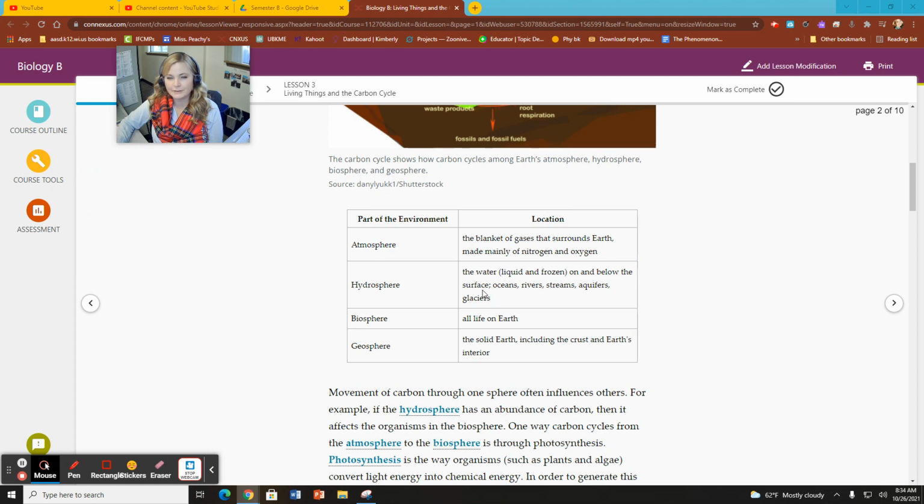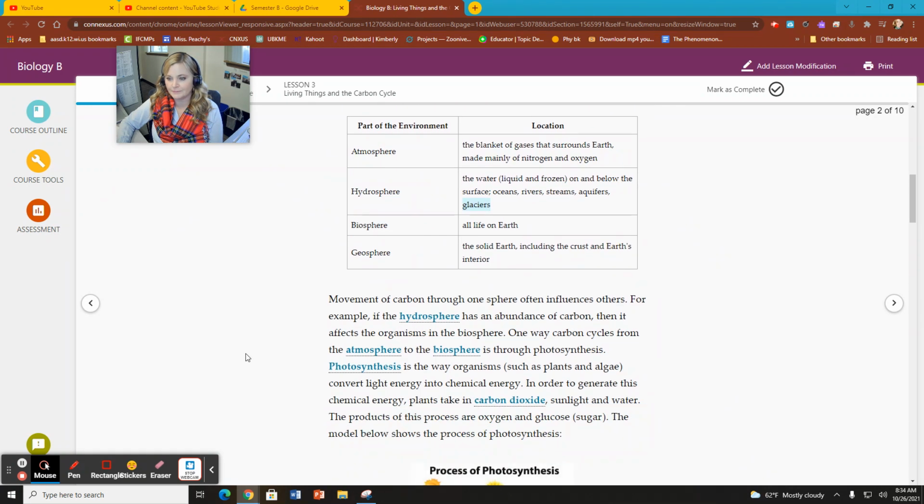Sometimes other resources might break apart the frozen water and call it the cryosphere. I've seen that before as well. So if you've seen the word cryosphere, realize that the cryosphere is just a part of the hydrosphere. They're both part of the water on earth. The biosphere is all living things on earth, and the geosphere is the solid earth across the interior, etc.